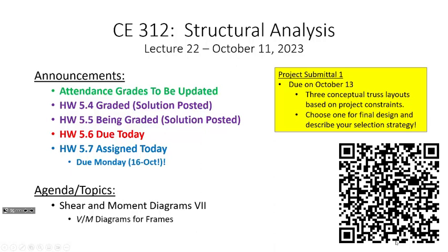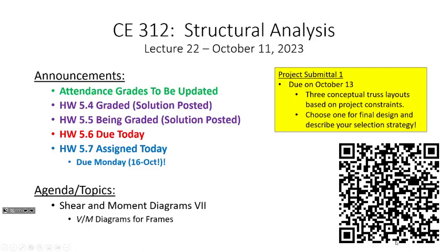Just a quick housekeeping item on where we're at. I know I'm a little behind on getting everything uploaded with attendance, and I still need to upload the lecture recording from the last time, so I'll try and get that done relatively quickly. I know homework 5.4 is graded and 5.5 is being graded. How did the homework with internal hinges go? Was that straightforward? Okay, good.